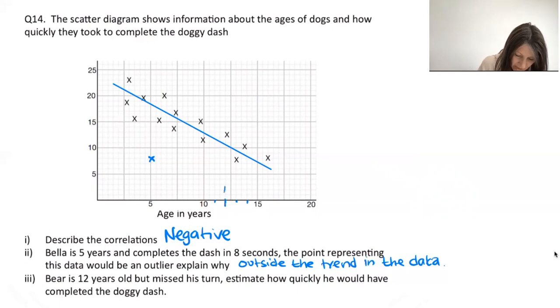So you would go up, hit the line, and then you would come across, and this is going up in ones. So I would say that 11 is a pretty good estimate for the time that it would take.